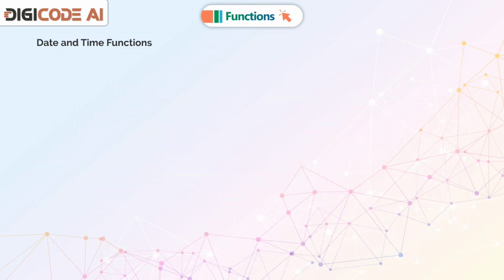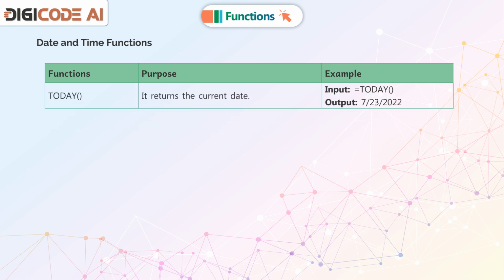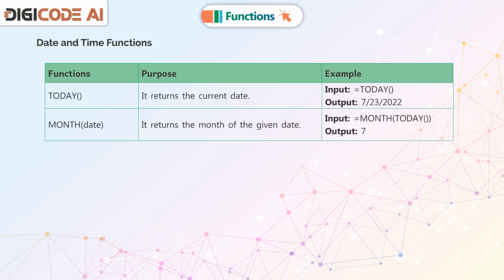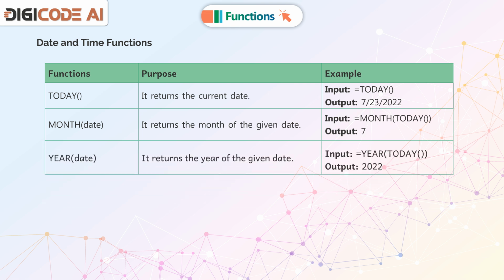Date and time functions. Functions, purpose, example. Today: it returns the current date. Input: =TODAY(). Output: 7/23/2022. Month, date: it returns the month of the given date. Input: =MONTH(TODAY()). Output: 7. Year, date: it returns the year of the given date.